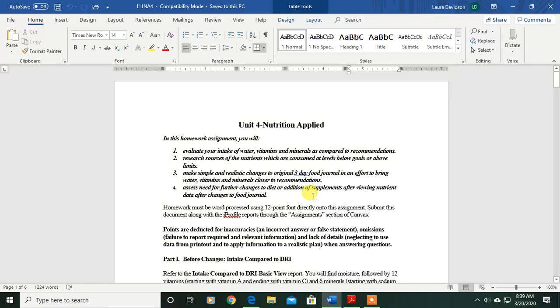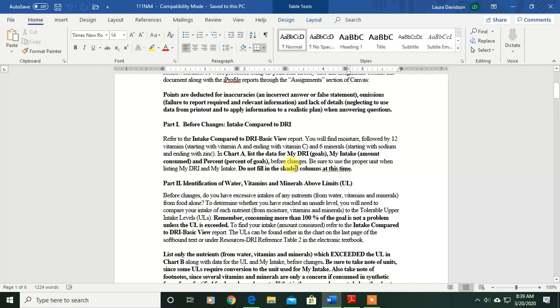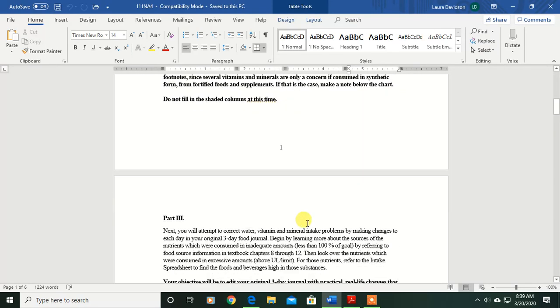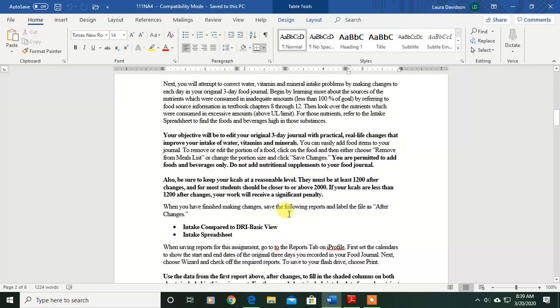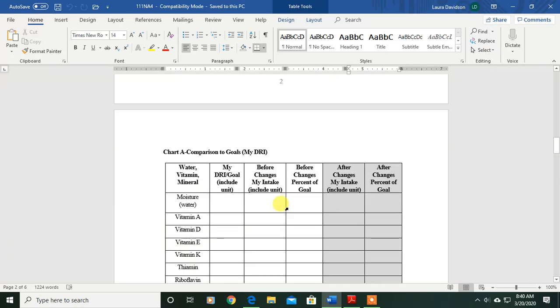First of all, what you're going to be doing is looking at water, vitamins, and minerals and how your intake compares to goal and compares to the upper limit, which is the UL. You're going to then reflect and make changes in the computer, in the iProfile, that could perhaps make your diet better. And then you'll look at that to see how close you came to goal. So it's all written here. Take the time to read through this a couple of times. I put the instructions up front and then come the tables.